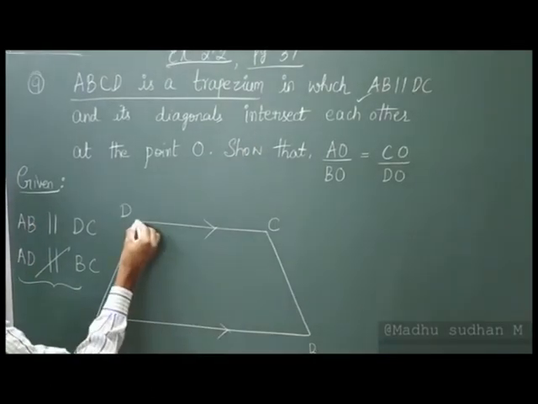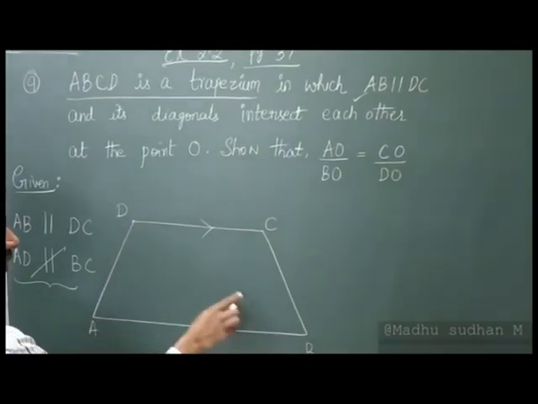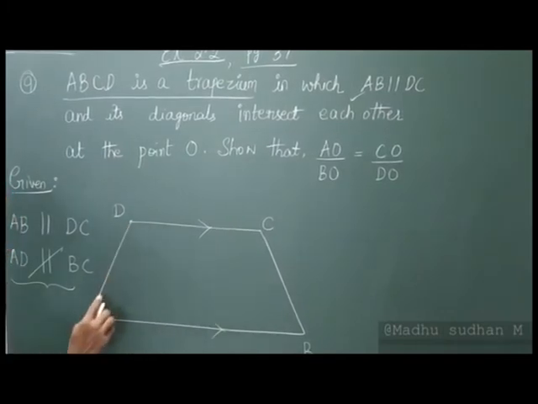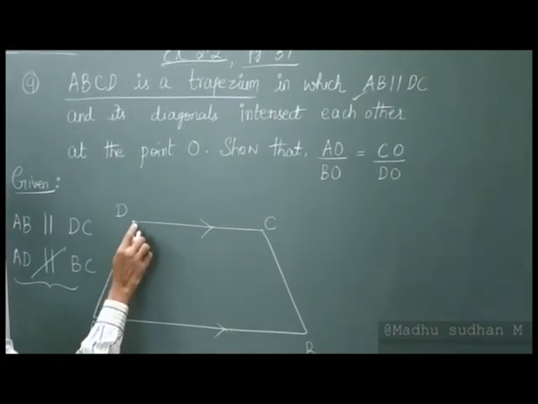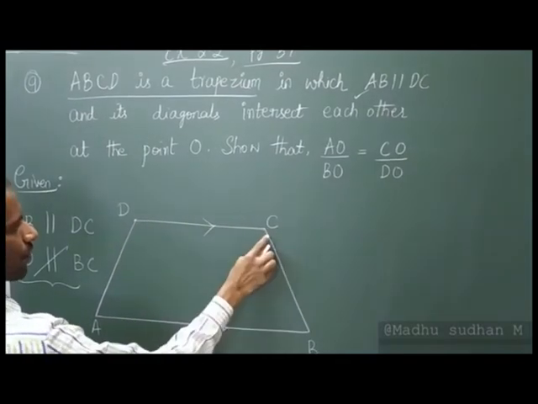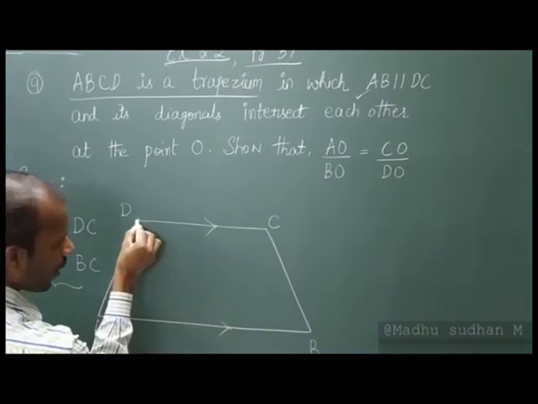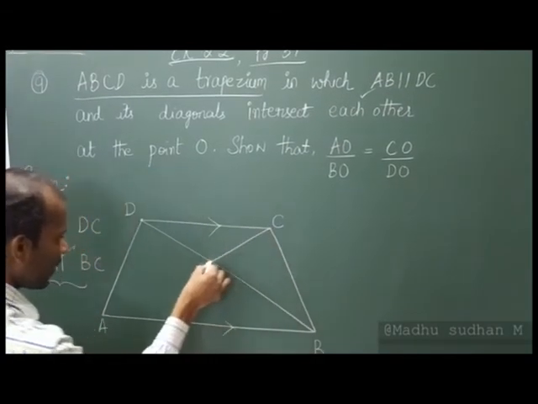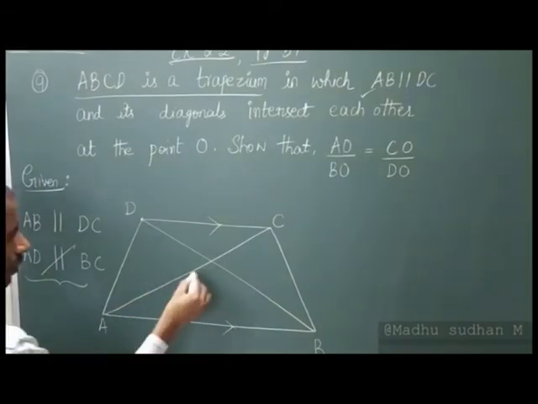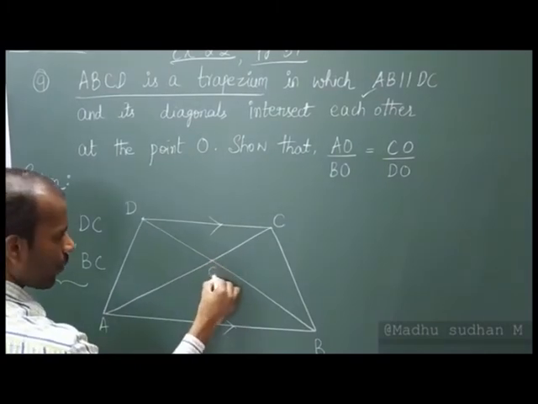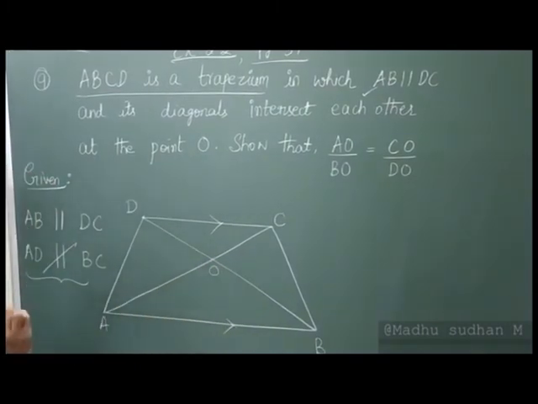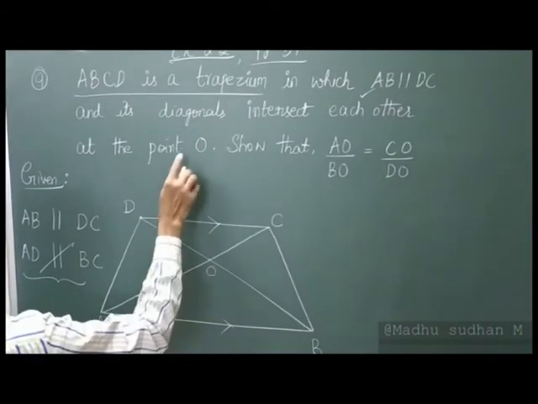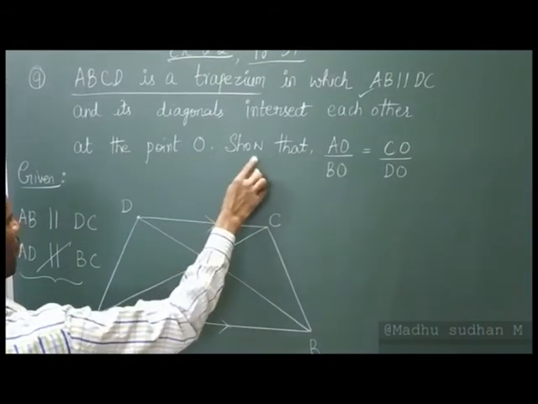So diagonals, the line joining the non-consecutive vertices. So here these two are consecutive vertices. The line joining the non-consecutive vertices is called a diagonal. So let me call this intersecting point O here. Followed it? Diagonals intersect each other at the point O. So show that.